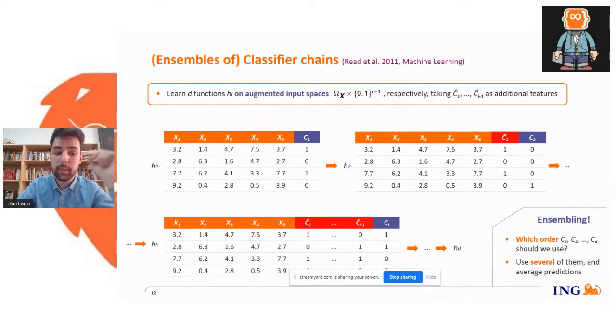However, you can think that this method is dependent on the order of the chain you choose, and you may obtain different results with different orders of the class variables in the chain. And also, models that are placed at the end of the chain may result in less accurate predictions because you are concatenating this error in the predictions of the previous models. That's why an ensemble version of this method was also proposed, which uses several orders of the chain, and at the end, the predictions of all the models in the ensemble are averaged.